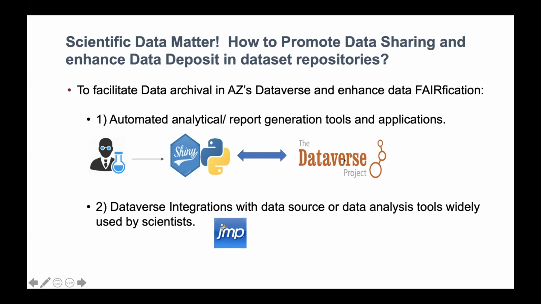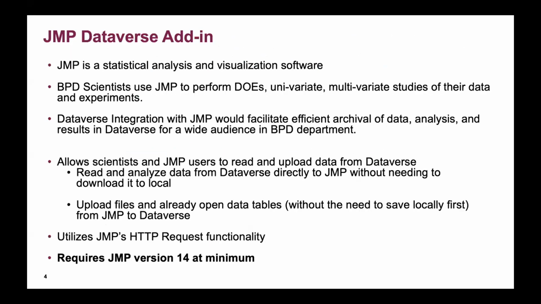A second approach is through integrations between Dataverse and the data sources and tools that the scientists widely use. One of these tools, as I mentioned, is called JMP. It is a data analysis and visualization tool, and most of the BPD scientists use it for their DOEs, the univariate or multivariate studies of their data and experiments. The integration between Dataverse and JMP would facilitate more efficient archival of the data, the analysis, and the results for the reports being generated.